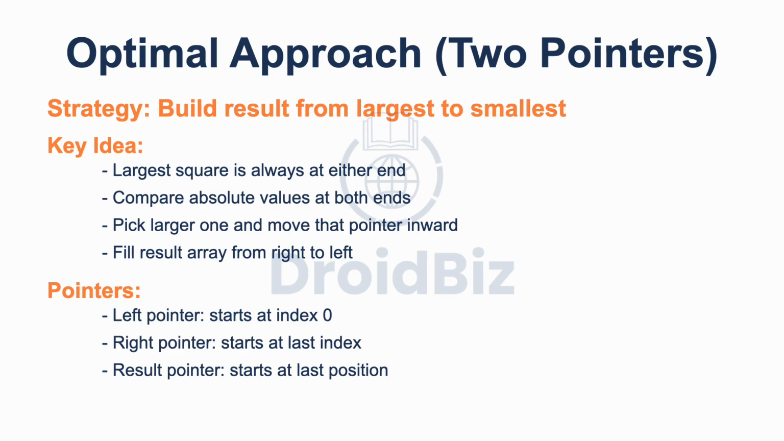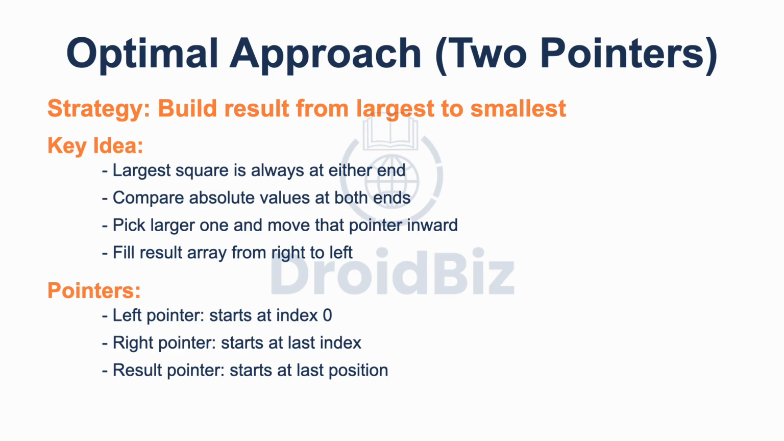Now, let's explore the optimal approach using 2 pointers. The strategy is to build the result from largest to smallest. Here's the key idea. The largest square is always at either end of the array. We compare absolute values at both ends. We pick the larger one and move that pointer inward. Then we fill the result array from right to left.